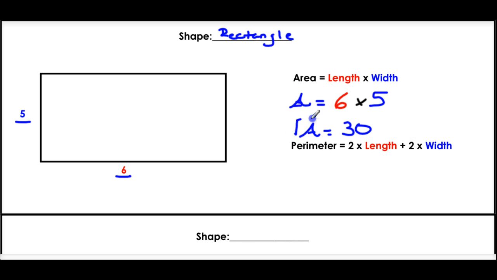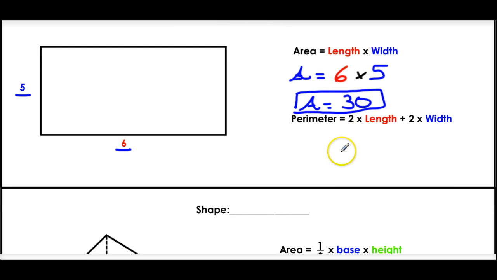Awesome. So we got our first one. Length times width. That is how you find the area of a rectangle. To find the perimeter, you can use this formula, 2 times the length and 2 times the width, or you could just add up all the sides. So if this is my rectangle, I know opposite sides are congruent, so I know this is also 6, and I know this is 5.